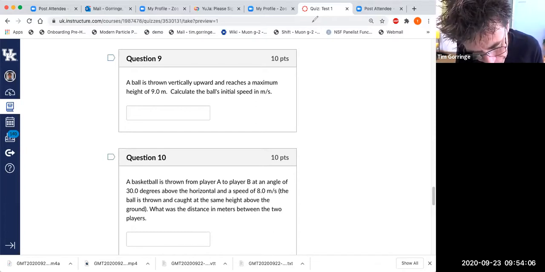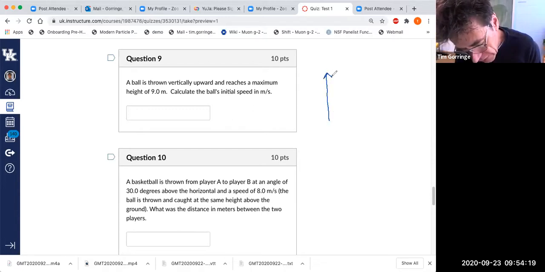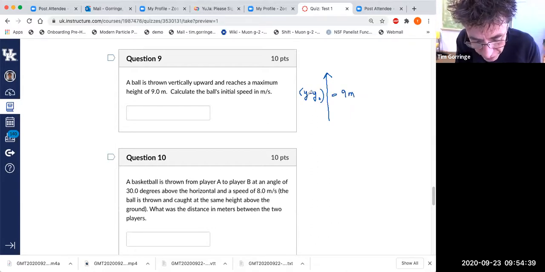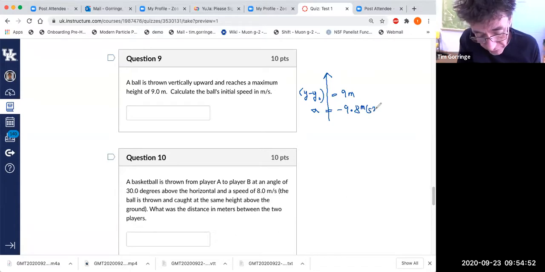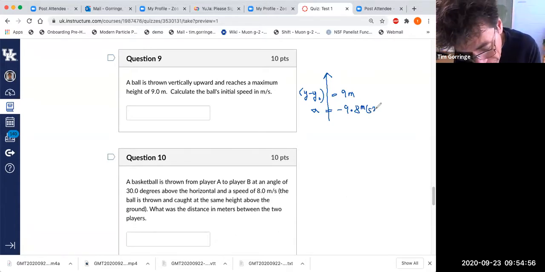Question number 9 tells us that a ball is thrown vertically upwards and reaches a maximum height of 9 meters. We've got to calculate the initial speed of the ball. So let me make a picture of this. And on the picture, I'm going to write down all the quantities I know about the ball's motion. So here's the ball's trip, and we're told that it reaches a height of 9 meters. So that's the difference between the final and initial positions. We know, of course, the acceleration is downwards 9.8 meters per second squared under gravity. We know at the top of the trip, at this moment, this final velocity is 0, and we're asked to figure out at the beginning of the trip what this initial velocity is.